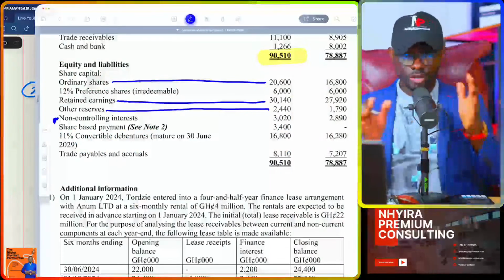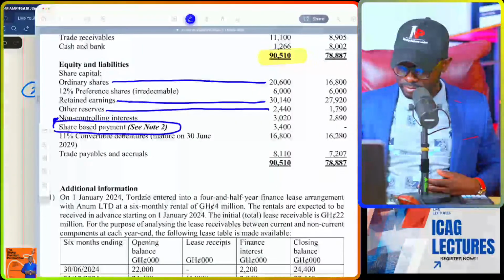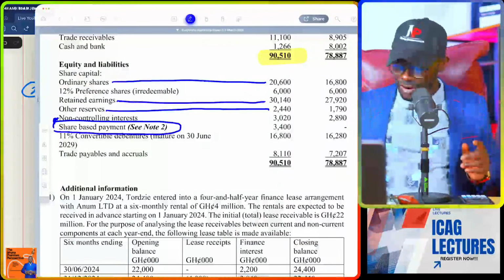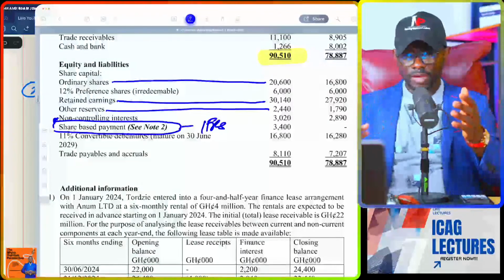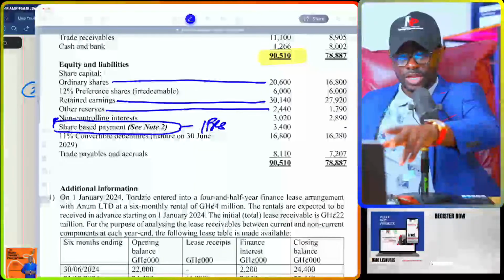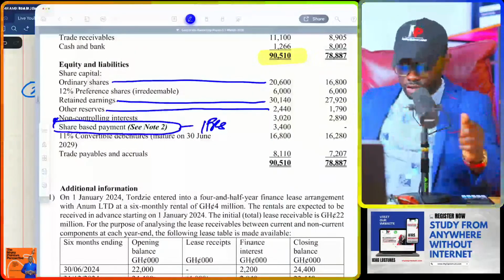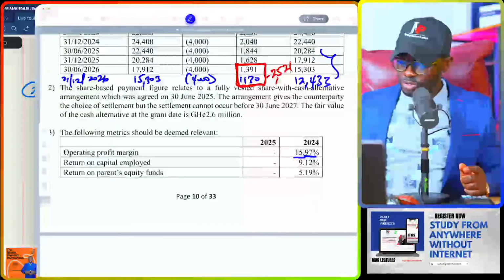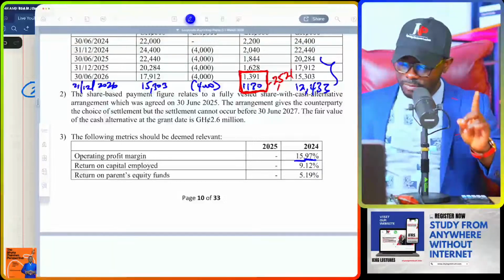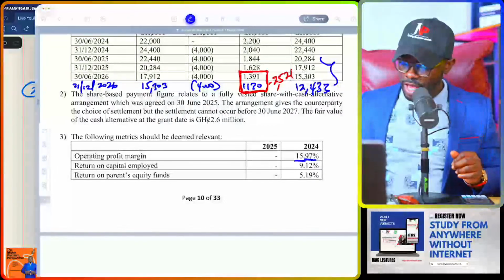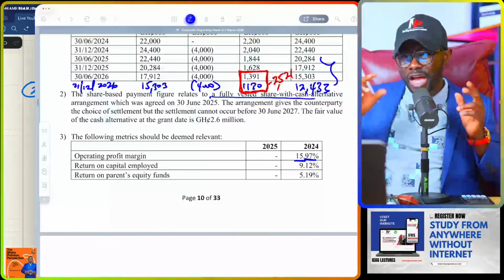Non-controlling interest is not going to feature, but you see share-based payment. IFRS 2, share-based payment. You know that share-based payment means this is going to be like equity share-based payment. But they said see note 2. So let's go to note 2 and see what is in note 2. Stay with me carefully. It says that the share-based payment figure relates to a fully vested share with cash alternative arrangement.